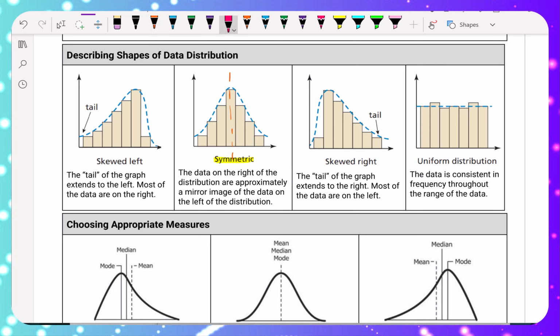The next one we're going to talk about is uniform. Uniform, and remember, real world data is very, very rarely perfect, so it should be close to the shape, hardly ever going to be exactly that shape. So a uniform distribution has that kind of rectangular shape.